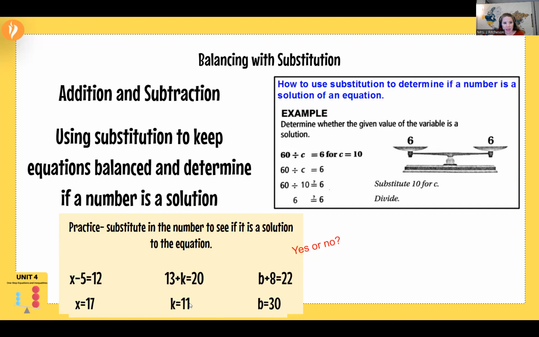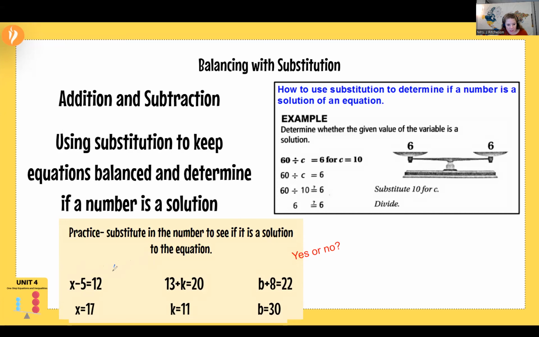All right, so hopefully you guys did those on your own. On the first one, let me get my pencil working here. If you substitute 17 for x, 17 minus 5 is equal to 12. 12 is equal to 12. That is a true statement, so the answer is yes.